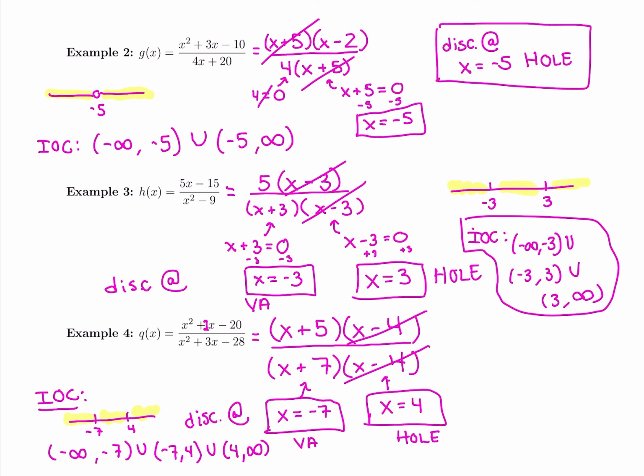So with continuity, you could be asked either way. You could be asked, where are you discontinuous? You would just say negative 7 is a vertical asymptote, 4 is a hole. Or sometimes you could be asked, where are you actually going to be continuous? Where we are going to be continuous is negative infinity to negative 7, union negative 7 to 4, and 4 to infinity. Everywhere from negative infinity to positive infinity except at negative 7 and 4, in other words.